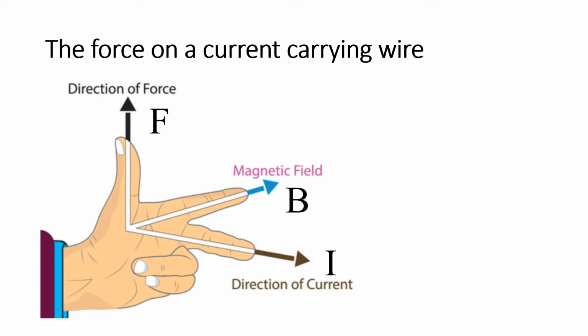So if we're given the direction of a magnetic field, that's the direction we point our index finger. We then attempt to point our middle finger in the direction of the current, and when you've done that correctly, your thumb will be pointing in the direction of the force that's acting on that wire.